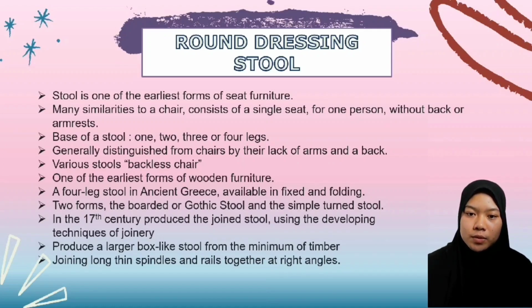The origins of stools are lost in time, although they are known to be one of the earliest forms of wooden furniture. The dysphros was a 4-legged stool in ancient Greece, available in both fixed and folding versions. In the medieval period, seating consisted of benches, stools, and the very rare examples of throne-like chairs as an indication of status. These stools were of two forms, the bench or Gothic stool, a short bench with two bird-like feet off the ends, and also the simple turnstool.